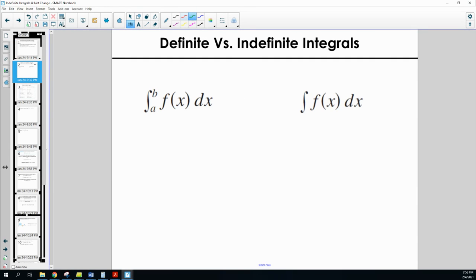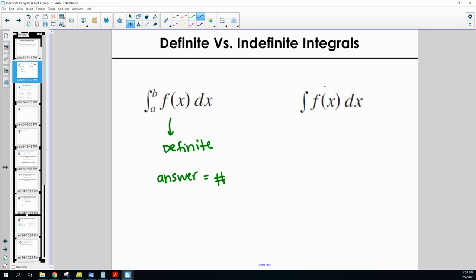So the first thing, let's just recap the difference between a definite versus an indefinite integral. On the left, we have a definite integral. And we can tell it's a definite integral because we have bounds, the lower limit and the upper limit. When we evaluate this, our answer is going to equal a number. And we talked about that before.